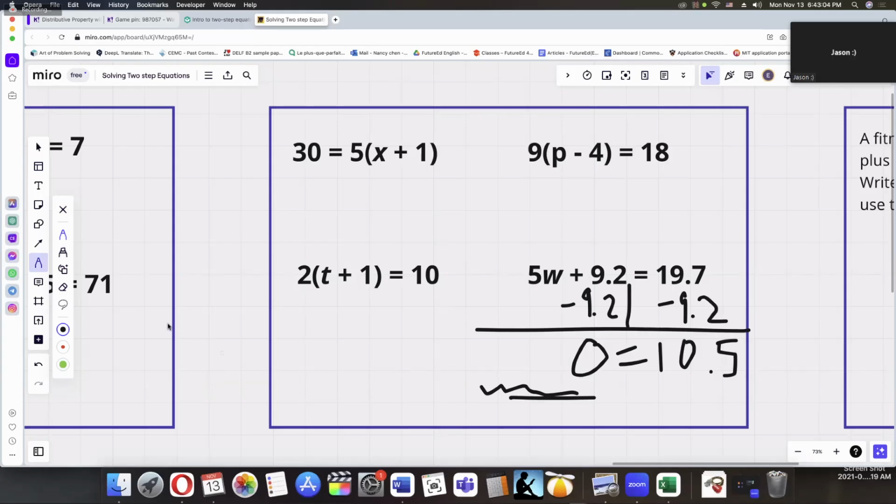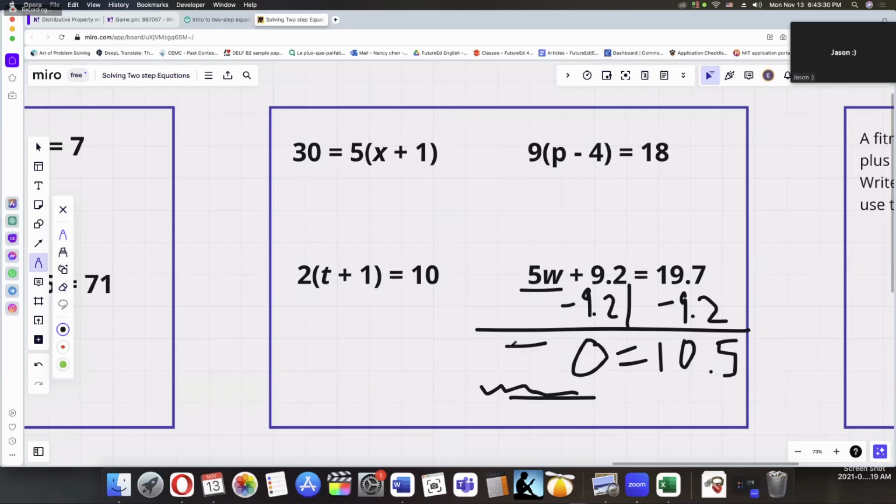We just stay there. So what do you mean we just stay there? Well, what happened to the 5w, Jason? We didn't touch it, right? Yeah, the 5w is not touched.